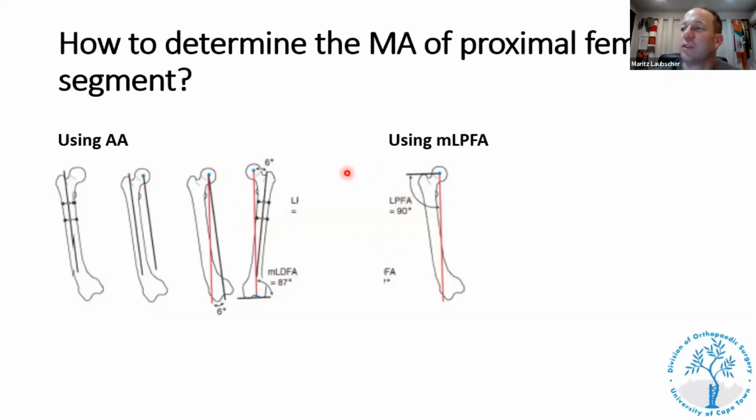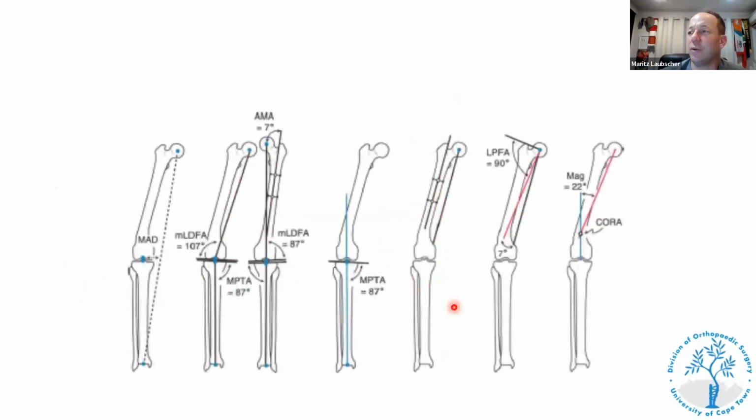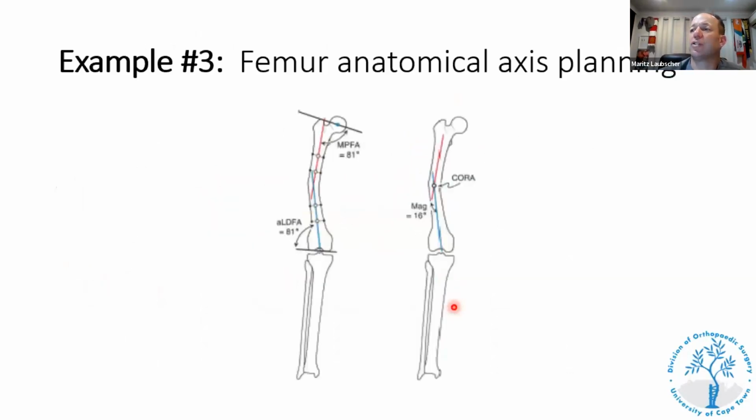The other one is using the mechanical lateral proximal femoral angle, which is a line from the GT to the middle of the femoral head, dropping down a line at 90 degrees. That looks very simple, but unfortunately this angle is grossly inaccurate because there's such variation in the shape of the GT. So unfortunately we can't use this. So what I do is, once I determine that the deformity is in the femur, I determine the apex using anatomical axis planning in the femur, which is much simpler.